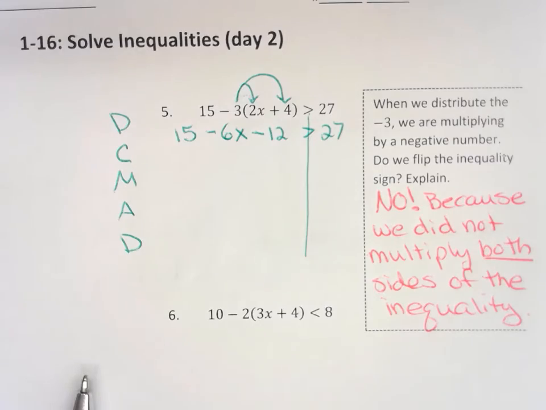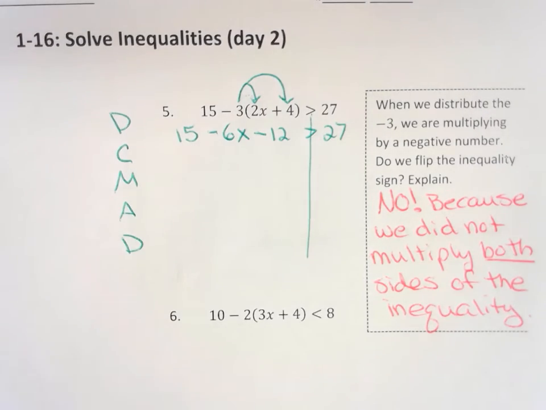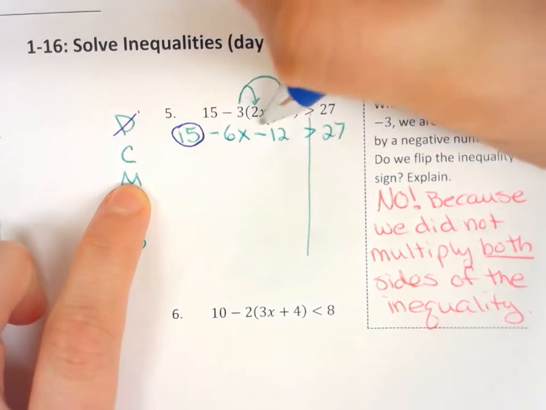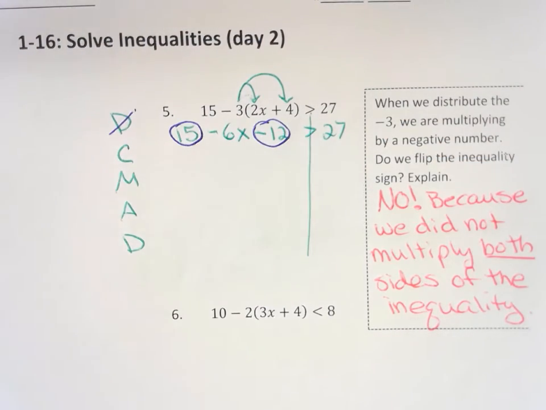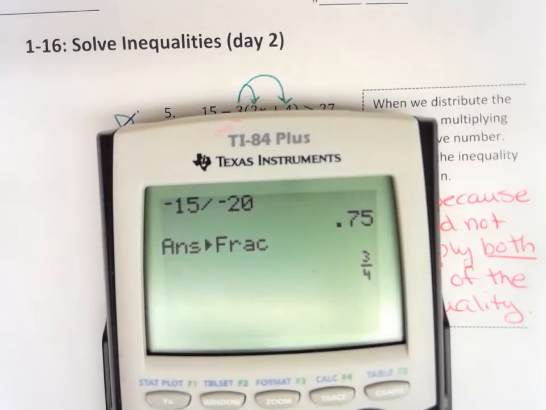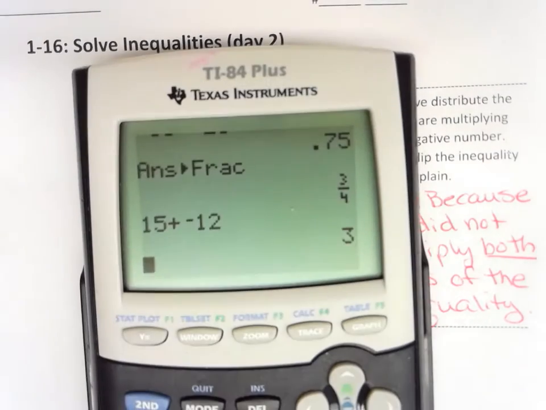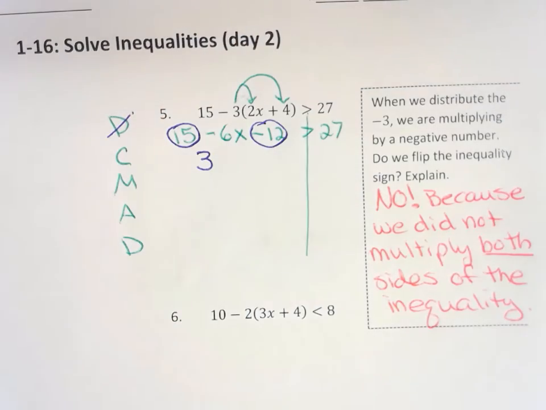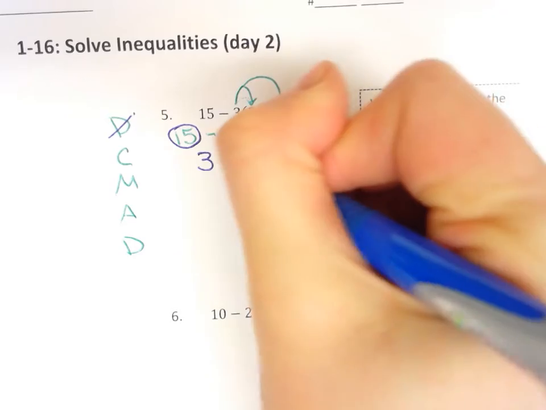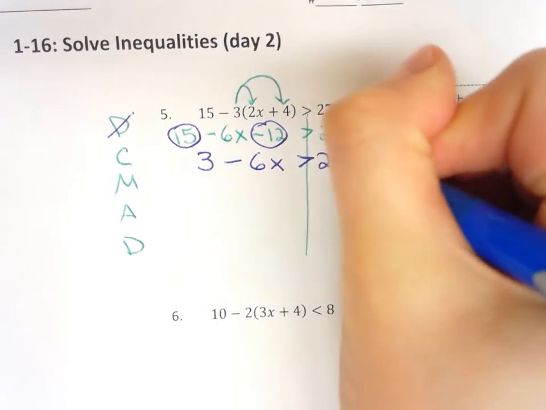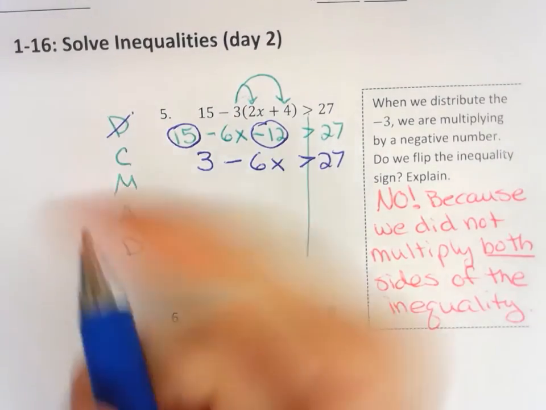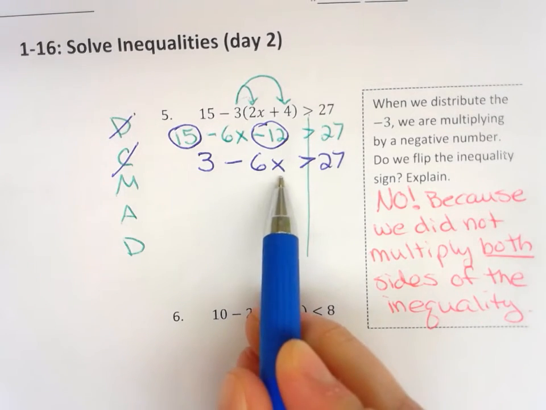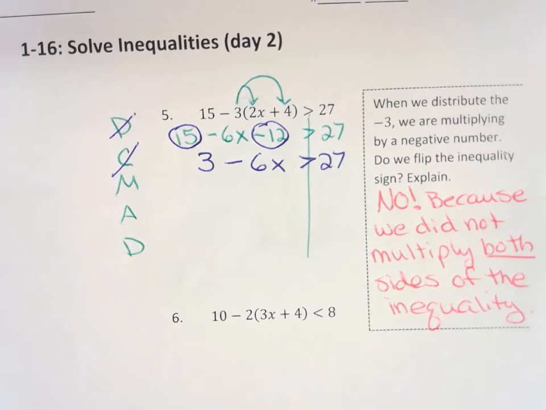All right, so after we distribute, the next thing is to combine like terms. So on this side, I've got 15 and negative 12. Remember that when you are combining, you are actually adding. So I've got 15 plus a negative 12. That's positive 3. So now we've got 3. I still have the minus 6x, so I'm going to bring that down. And this is greater than 27. Okay. So I distributed, I combined like terms, move all of my letters to the left. Well, my only letter in this problem is already on the left, so I don't have to do that.